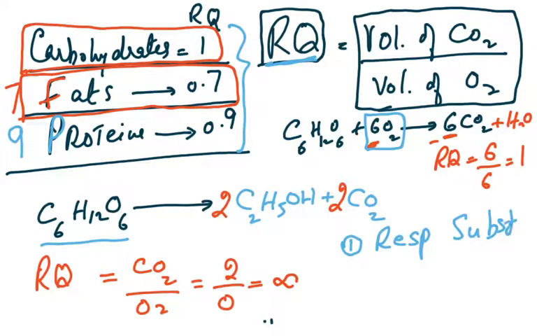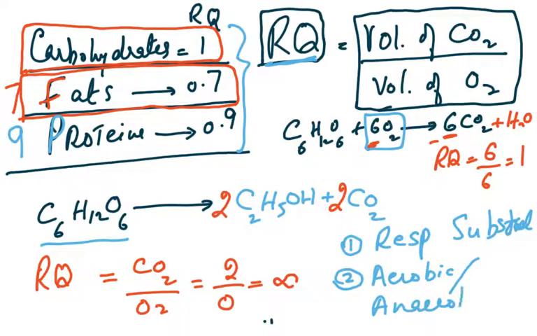If it's 1, you know it's a carbohydrate. If it's 0.7, you know it's a fat. If it's a protein, it's 0.9. Number 2, it tells you, is it aerobic or anaerobic? Is it aerobic respiration or anaerobic respiration? Why would it tell you that?